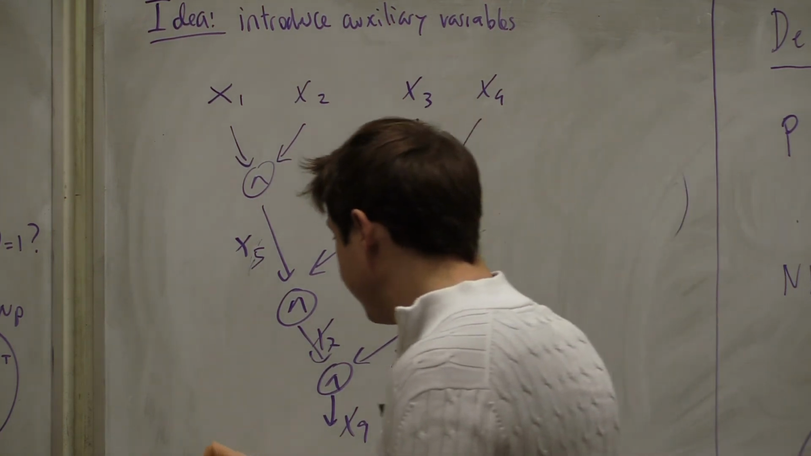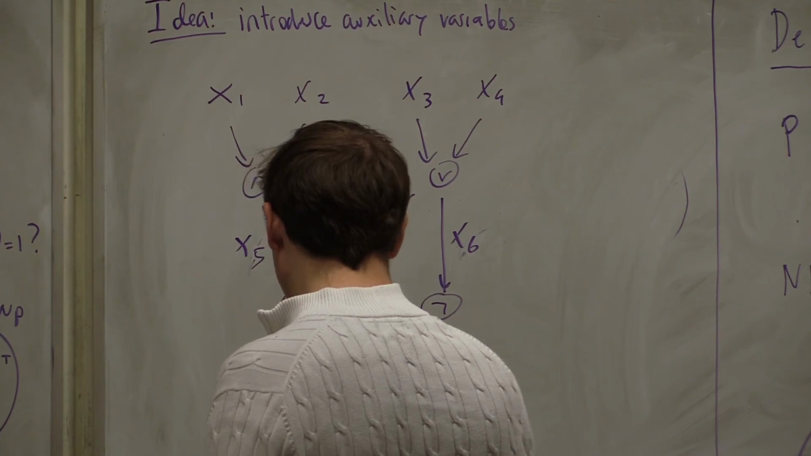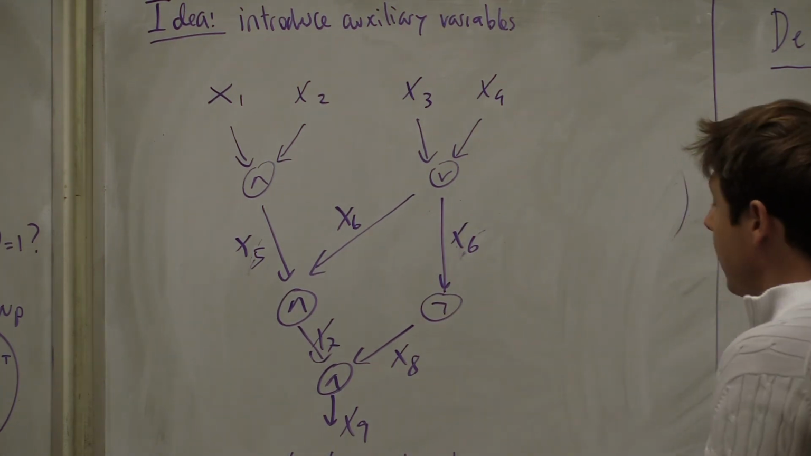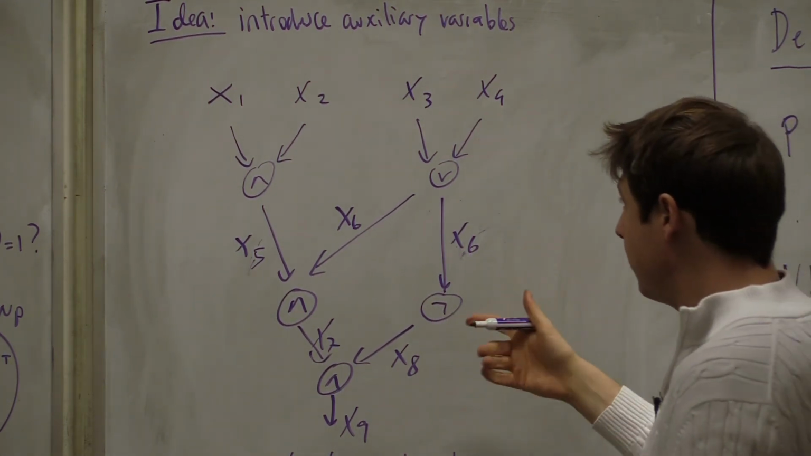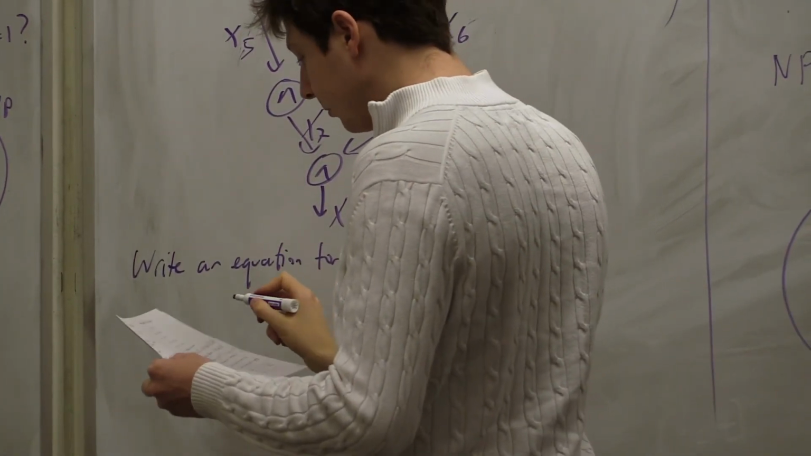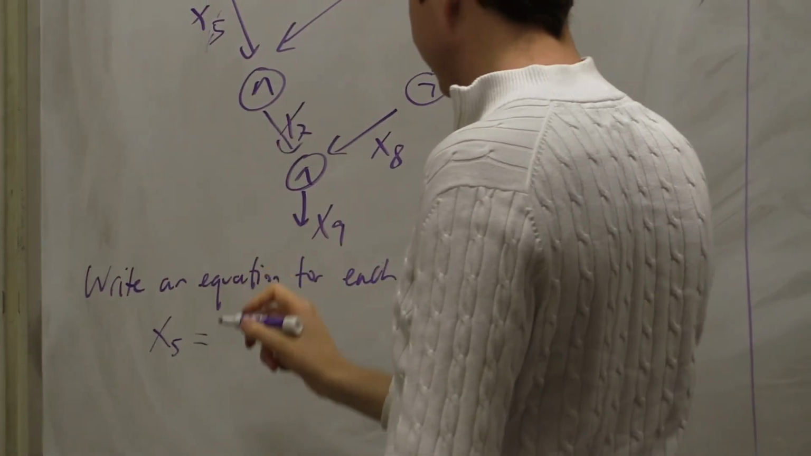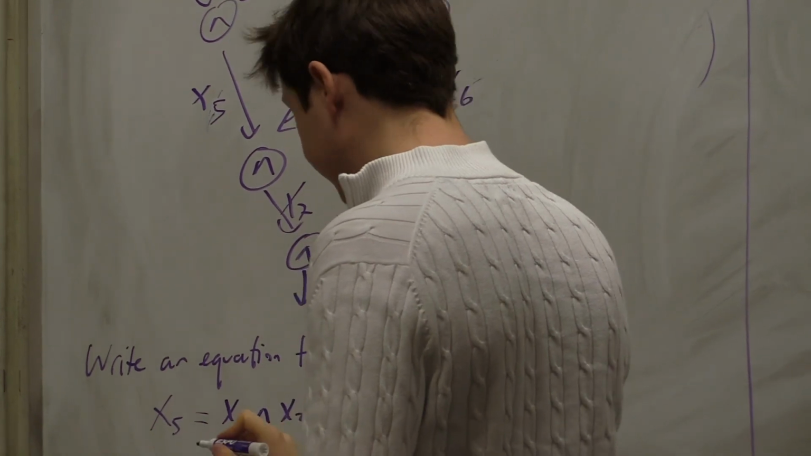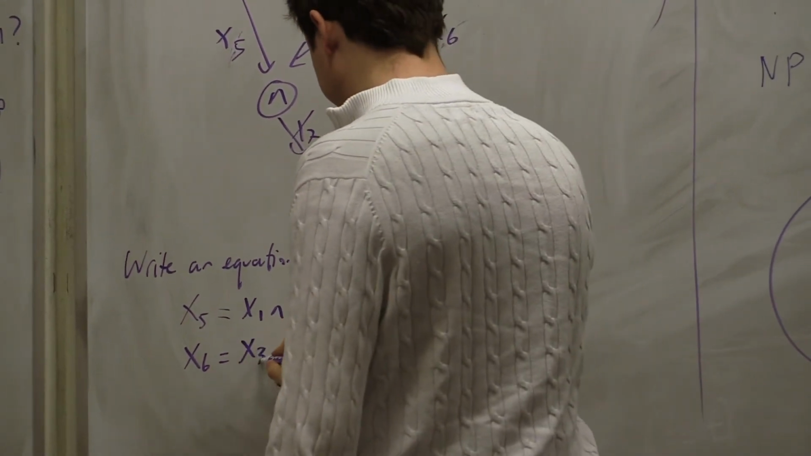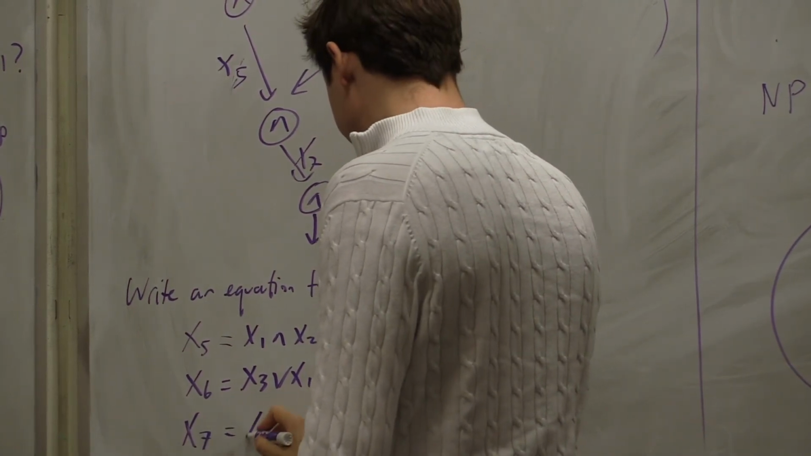And now we can write an equation for each gate, saying what the gate is supposed to compute. For the circuit to be satisfiable, we can just say that the circuit computes correctly and x9 equals 1, right? So x5 is the AND of x1 and x2. x6 is the OR of x3 and x4. x7 is the AND of x5 and x6.